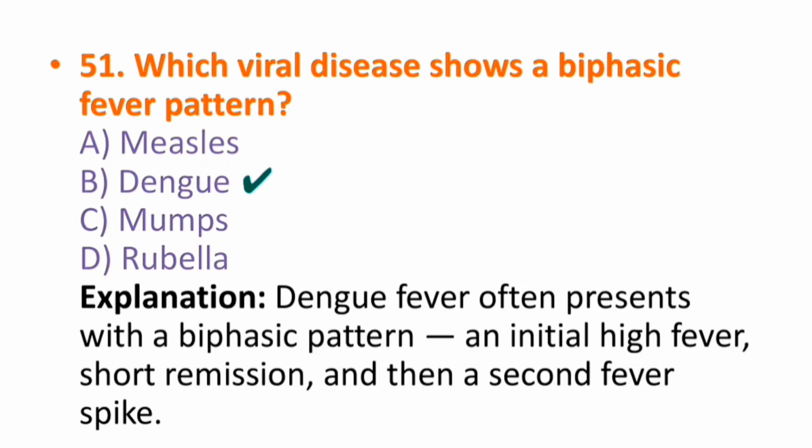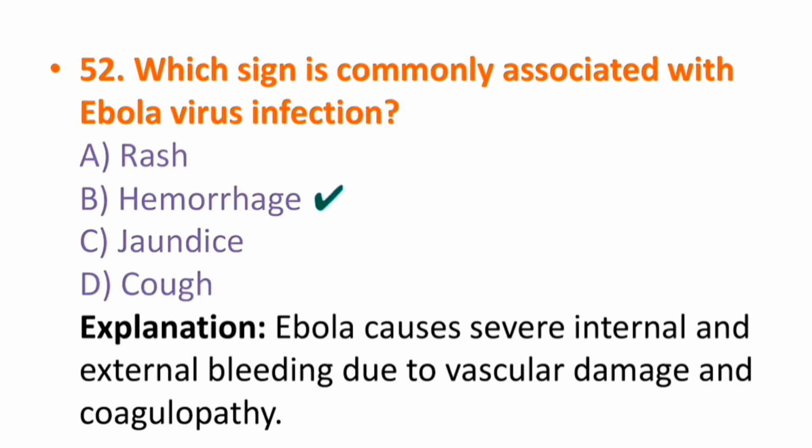Which viral disease shows a biphasic fever pattern? Option A measles, option B dengue, option C mumps, option D rubella. The correct answer is option B dengue. Dengue fever often presents with a biphasic pattern: an initial high fever, a short remission, and then a second fever spike.